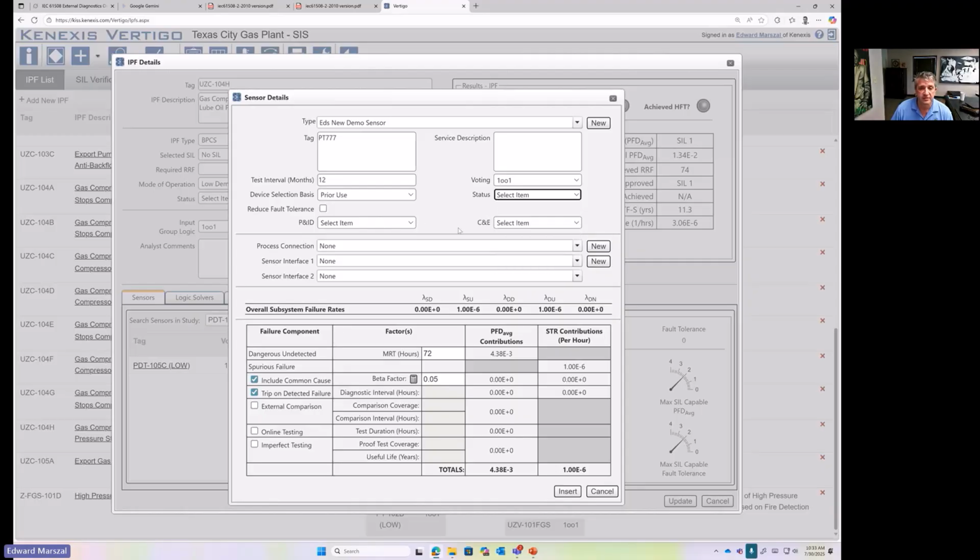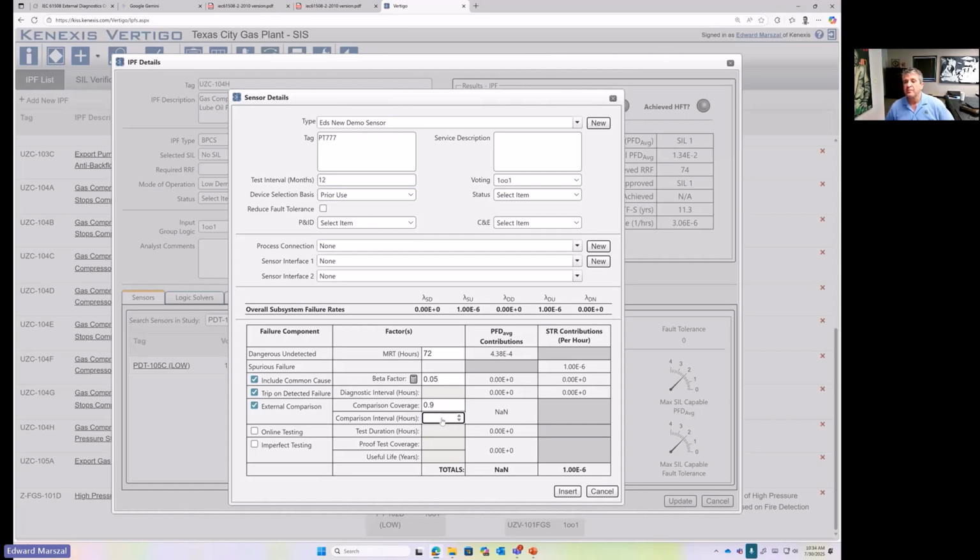Okay, I'm not going to put any process connections in or anything. So what you'll see is right now, based on the information that I put in, my lambda DU got calculated out to 1E minus 6, and my lambda SU got calculated out to 1E minus 6. What I'm going to do now is say that this transmitter has no diagnostics, so I'm going to put in an external comparison, and I'm going to say that I get a 90% diagnostic coverage.